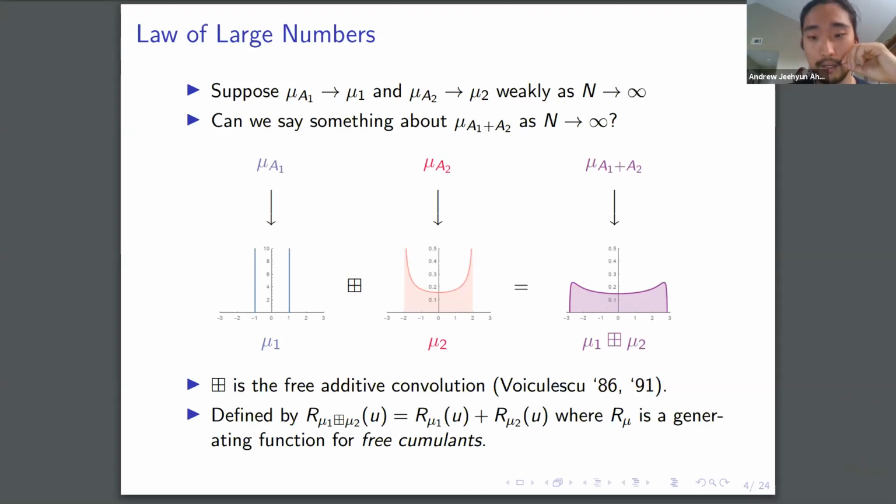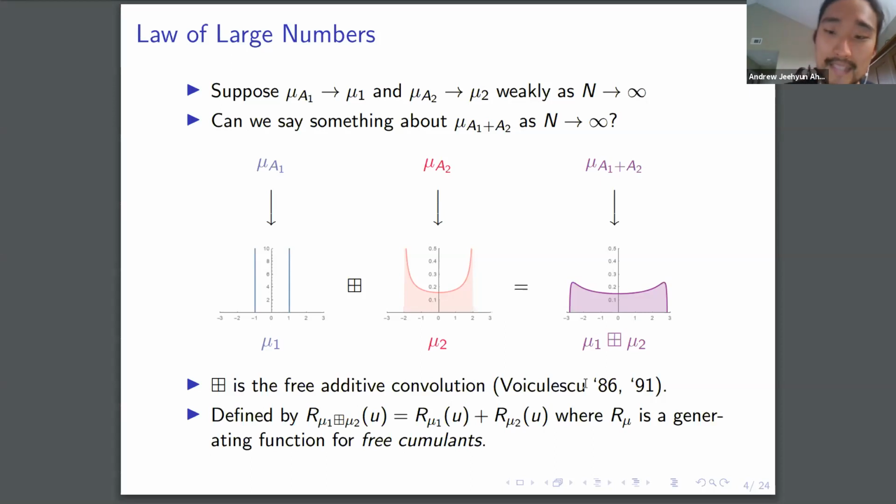It was discovered by Voiculescu in 1986, and the connection to random matrices was made in 1991. For our purposes, we could just think of it as an operation on probability measures, which is going to be commutative and associative. So what this is really saying is that if we assume weak convergence of the spectral measures of each summand A1 and A2, we can conclude that the spectral measure for A1 plus A2 will converge to something related to this free additive convolution.